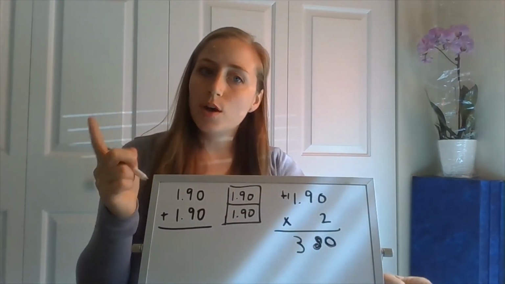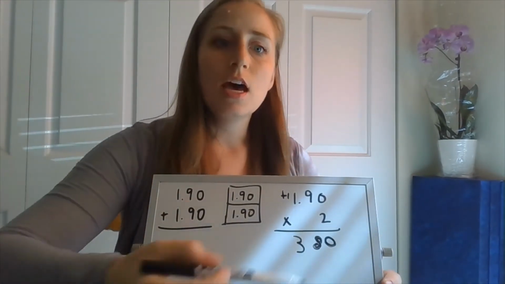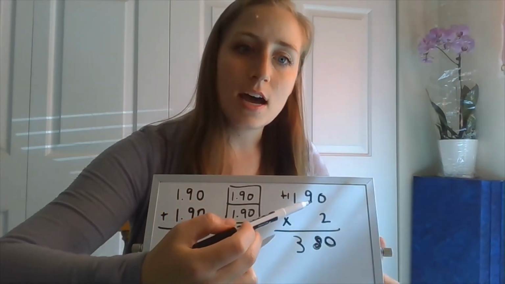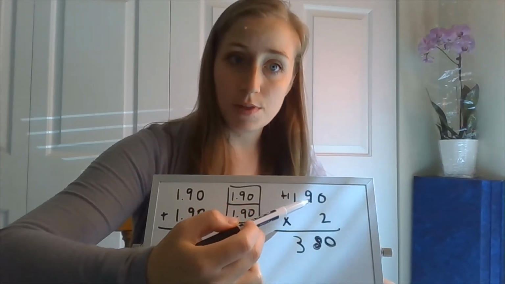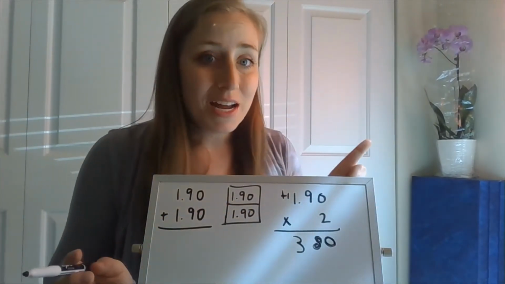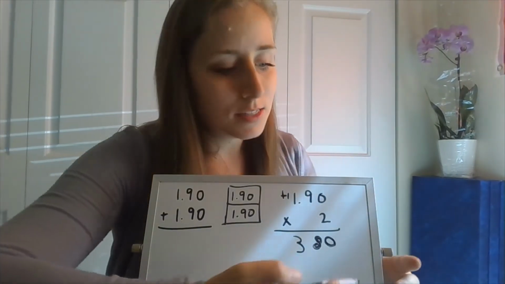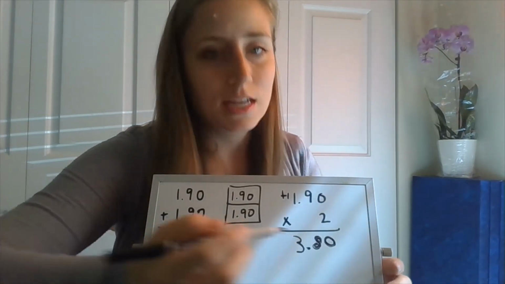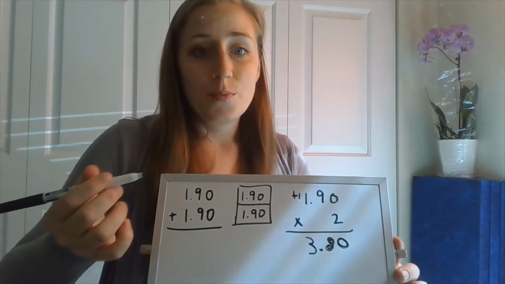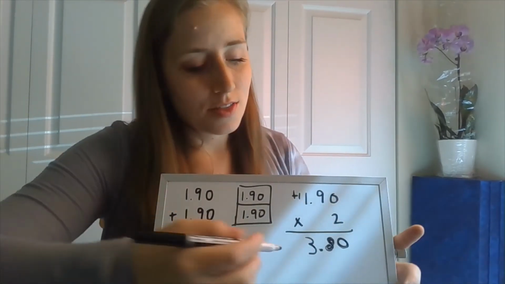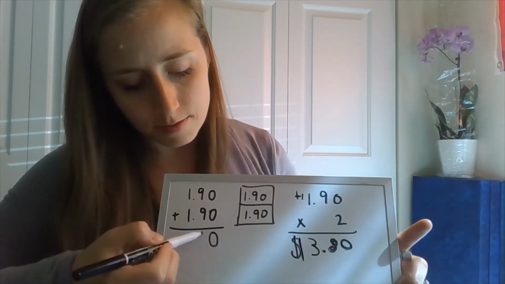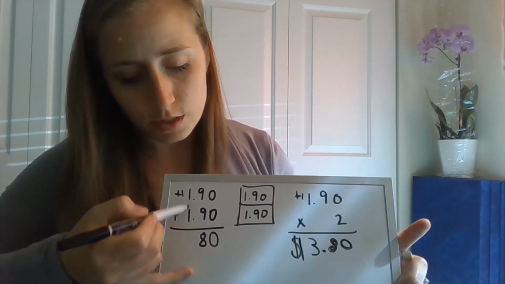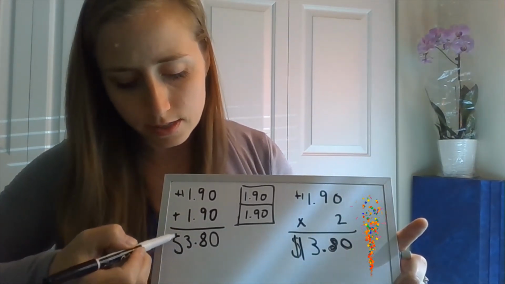Now, how do we know where to put the decimal place? If you look up at our 1 and 9/10, we have something in the hundredths place and the tenths place. We also know we're dealing with money. And when we deal with money, we need something in the hundredths place and the tenths place. So let's add and see if we get the same thing. We have 0 plus 0, 9 plus 9, and 1, 2, 3. We get $3.80. Let's do another example.